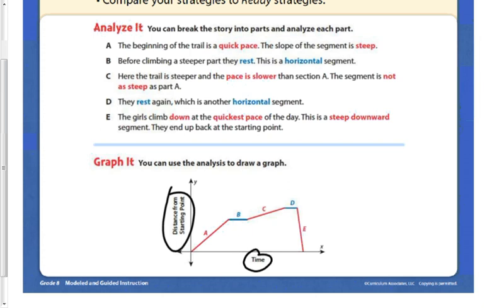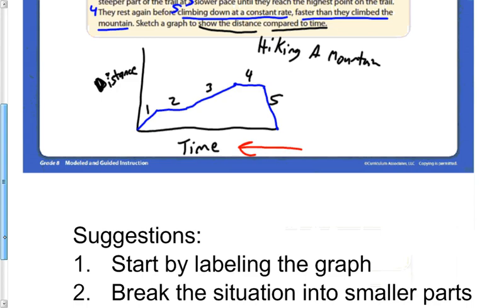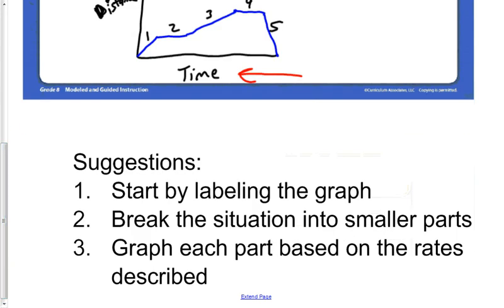This is just breaking up into the 5 sections. The beginning of the trail was a quick pace. The slope of the second would be steep. Then they rest, so it's horizontal. It's not going to be going up at all. Then they were at a pace that's slower, so it's not as steep. Then they rest, horizontal line, and they go down at the quickest pace. So if you don't have these written down, write down these key suggestions right here in your notes.